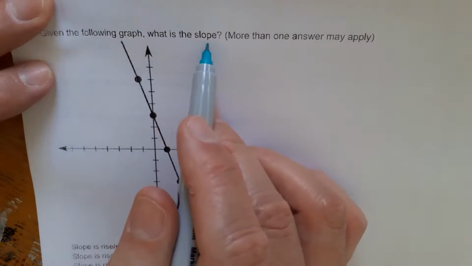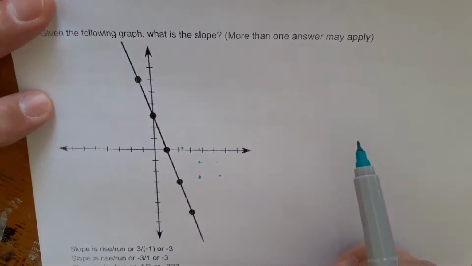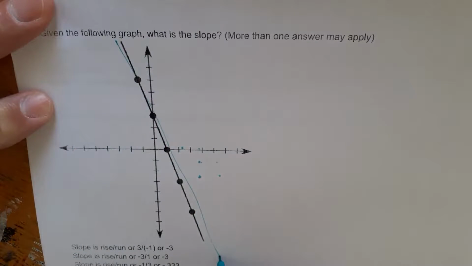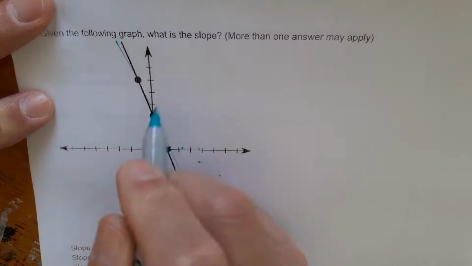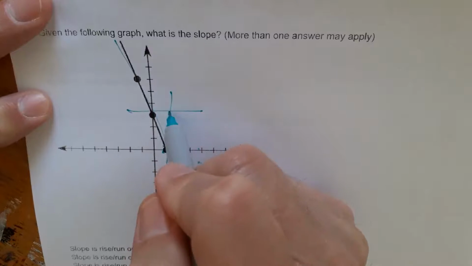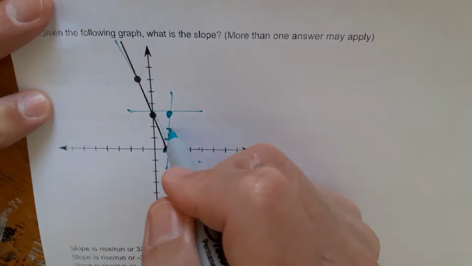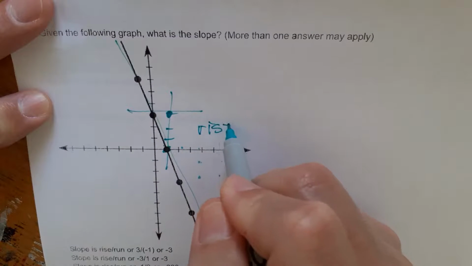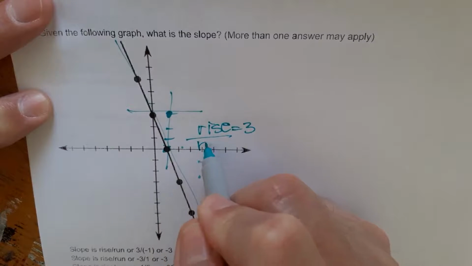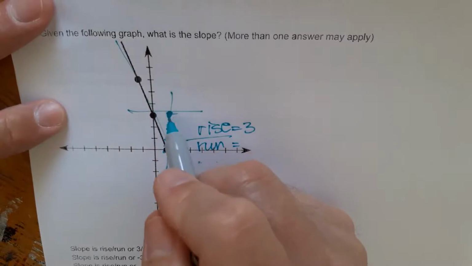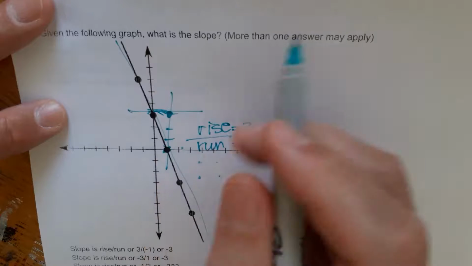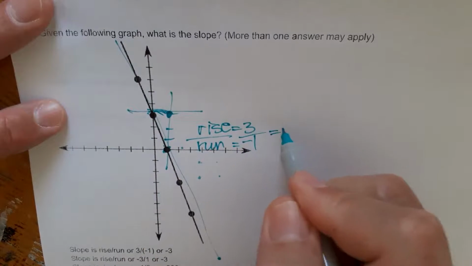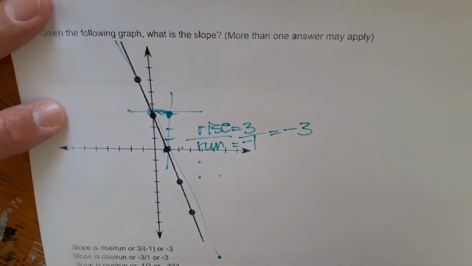All right, given the following graph, what is the slope? More than one answer may apply. That's interesting. So it looks like it's negative. It's going up to the left. We're starting at a point here. It looks like we need these intersections here and here. We go up 1, 2, 3. So rise equals 3 over run equals 1, but it's back to the left. So negative 1. So 3 over negative 1 is a negative 3.